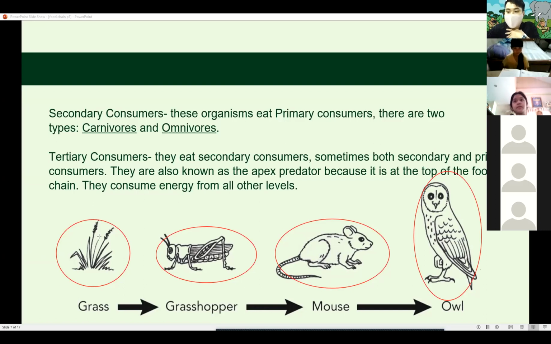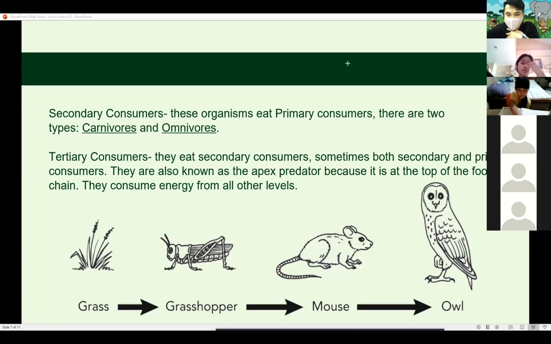Again, primary consumers eat plants. Secondary consumers can eat plants and animals. Tertiary consumers can eat only meat. They cannot eat plants. Okay? Yes or no? Please answer me. Yes. Okay. The next.